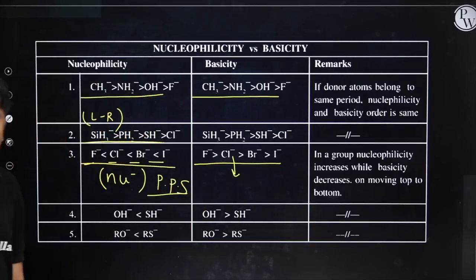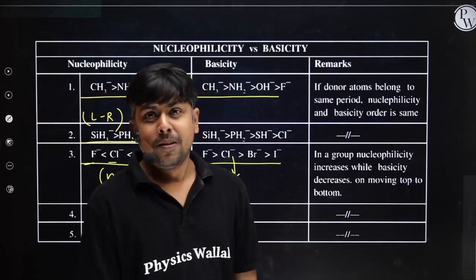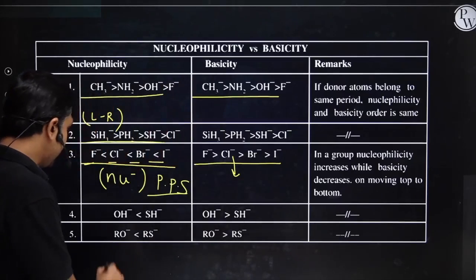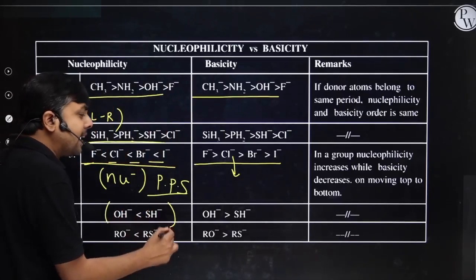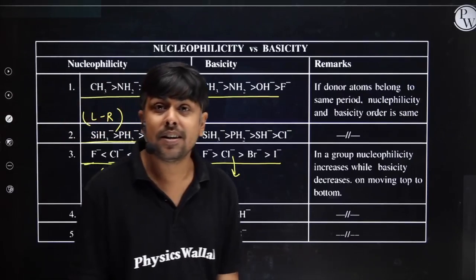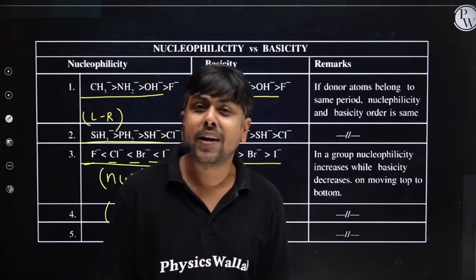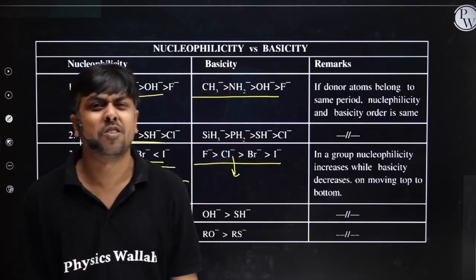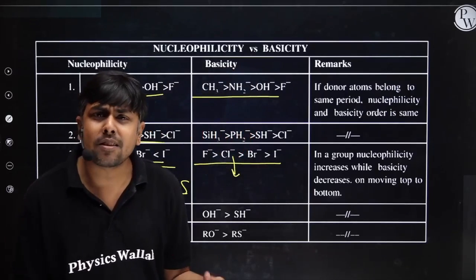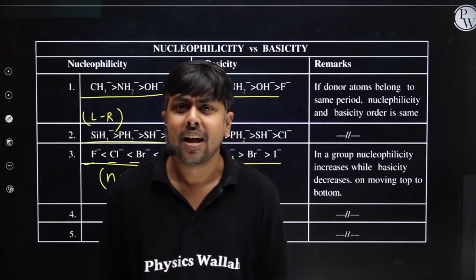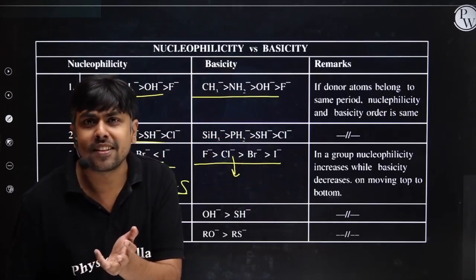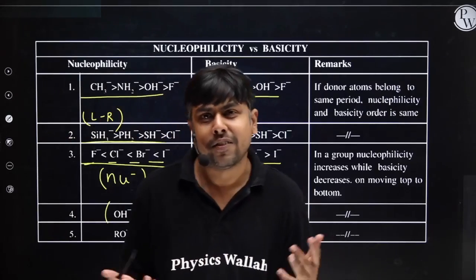Am I clear, students? Now, one more important point. OH minus and SH minus, which one is a better nucleophile? SH minus is a better nucleophile as compared to OH minus. Why? Because this OH minus will get solvated, right? More is the extent of solvation, lesser is the nucleophilicity.